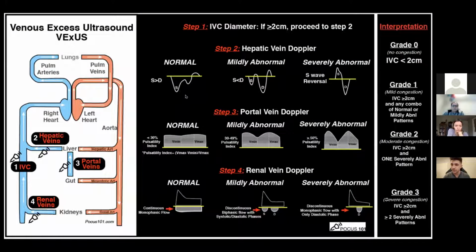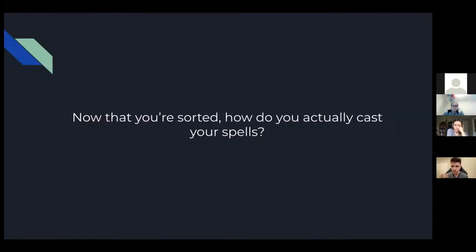And so this is sort of the summary slide that I think is just a great resource. It goes through the steps of the VExUS system, goes over the various waveforms, and finally, how do we actually grade VExUS? So grade 0 is an IVC that's nice and flat. Grade 1 would be a plethoric IVC, but no severe abnormalities in the other vessels. One severe abnormality buys you a grade 2, and then a grade 3 VExUS score means you have 2 severe abnormalities.